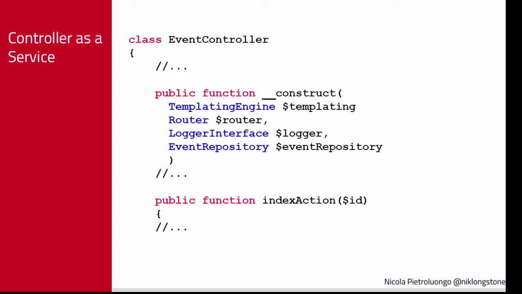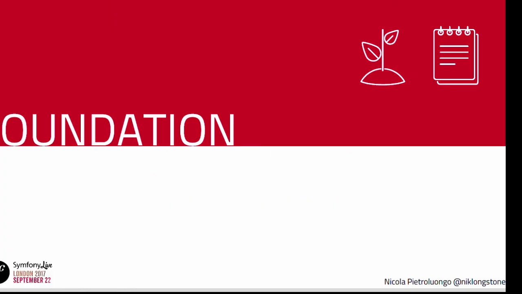We have a template engine, so probably Twig. Router interface, the router class, so probably there is some URL change. Logger interface, so there's going to be some logging. Event repository is the event controller. There is an ID, so a Doctrine query. So with four lines, I can understand what the index action does without reading the index action. That's why, from my point of view, controller as a service is a powerful thing, and it's very easy to review a controller as a service class.